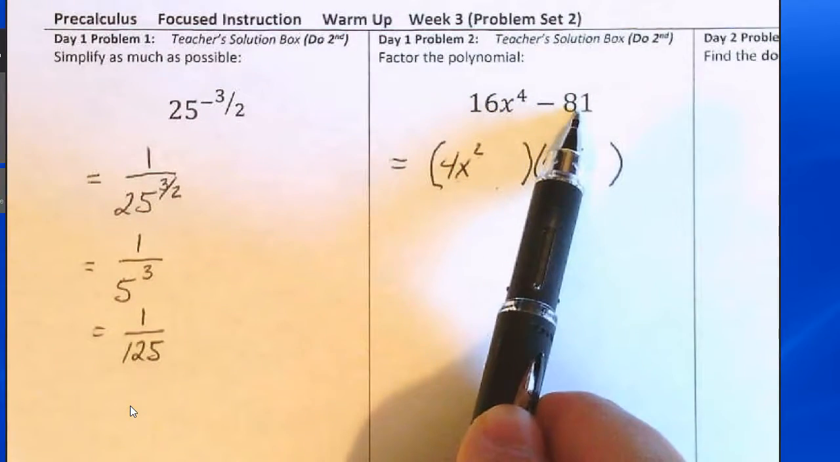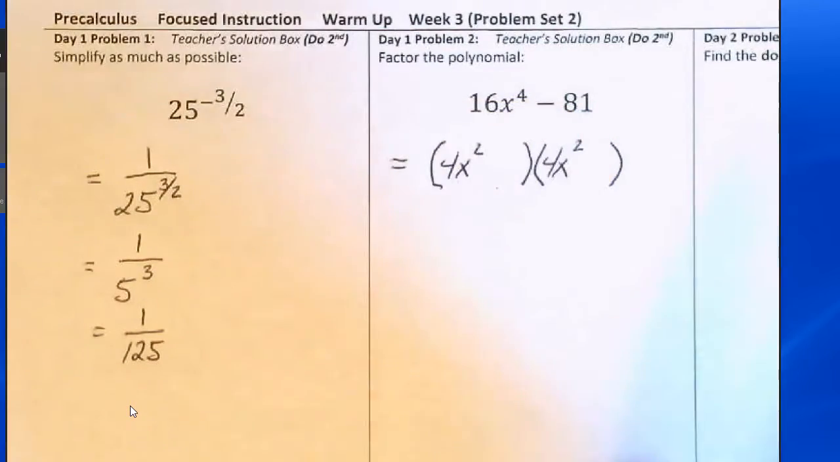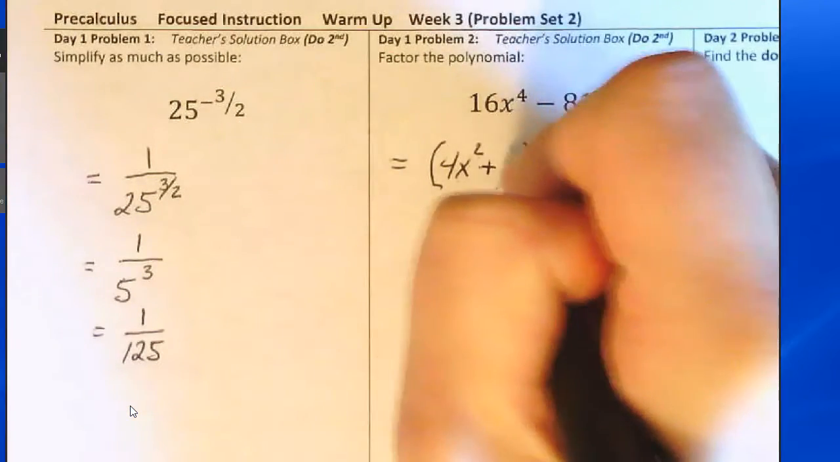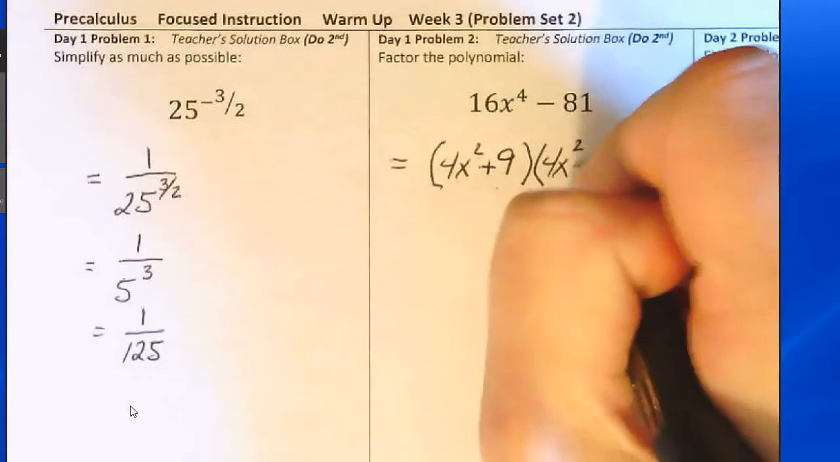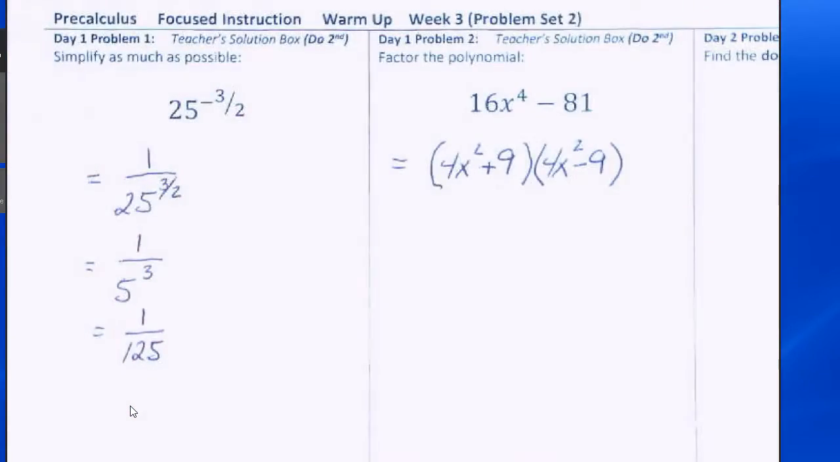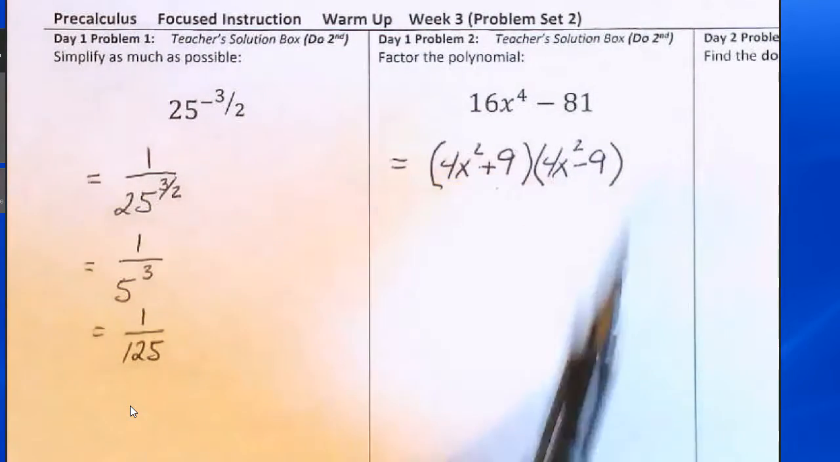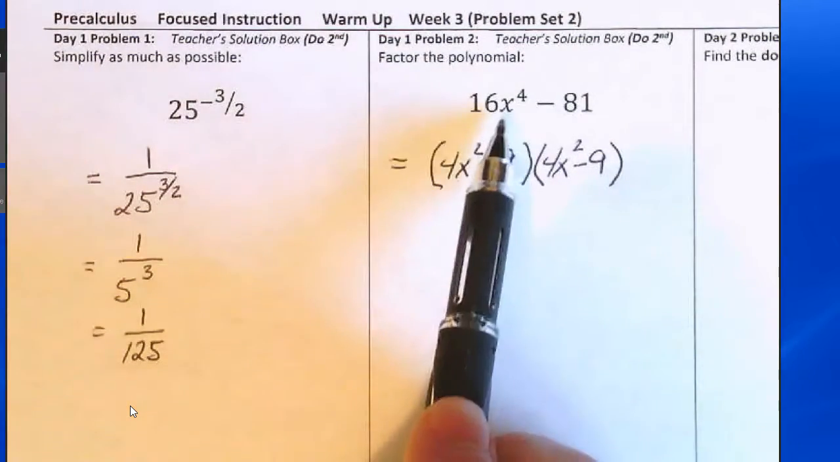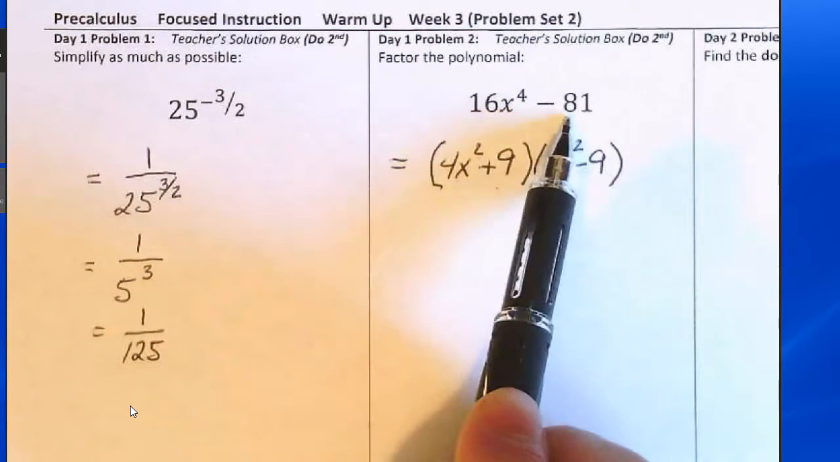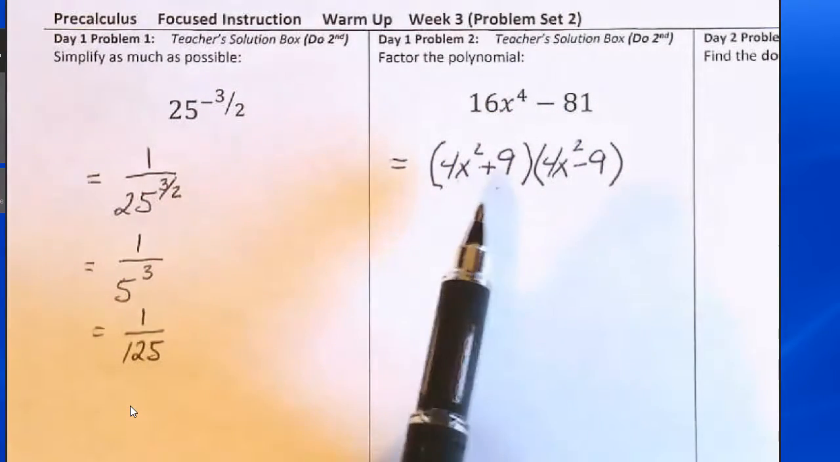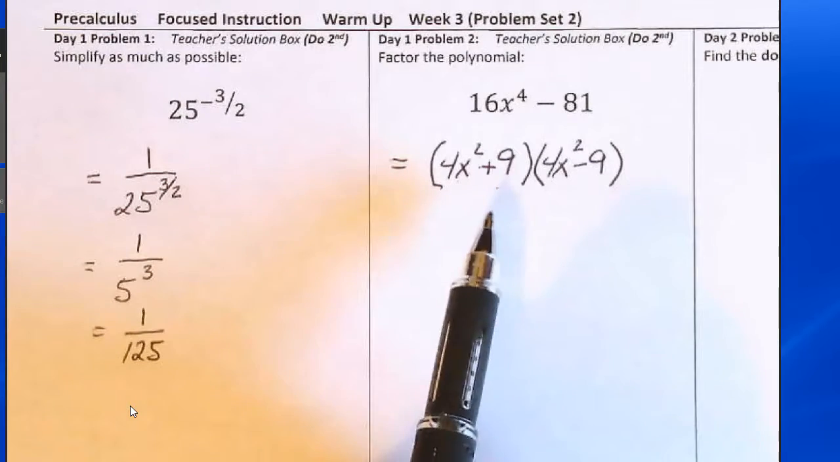Now the square root of 81 is 9. To get negative 81, you'd have to have a positive 9 multiplied by a negative 9. And again, you can always check that this is the correct result by using FOIL and making sure that you get that result. Before stopping, we need to check if this factors any further.